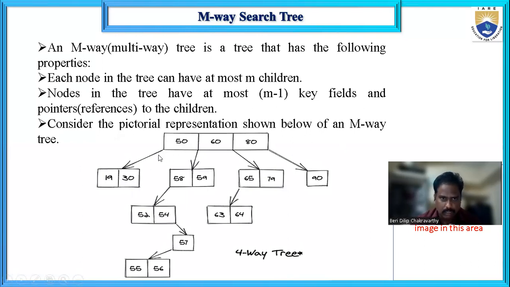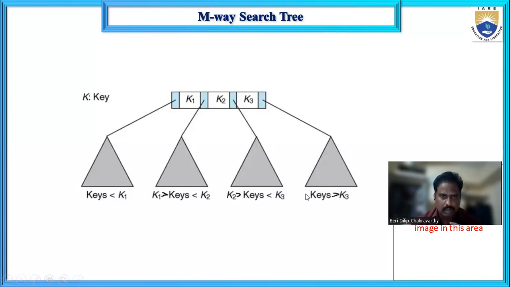Here all the values are less than 50, like 19 and 30. Here it is greater than 50 and less than 60. Observe here 58 and 59 are greater than 50 and less than 60. Here greater than 60 and less than 80. Here greater than 80. In this way we construct an M-way search tree.